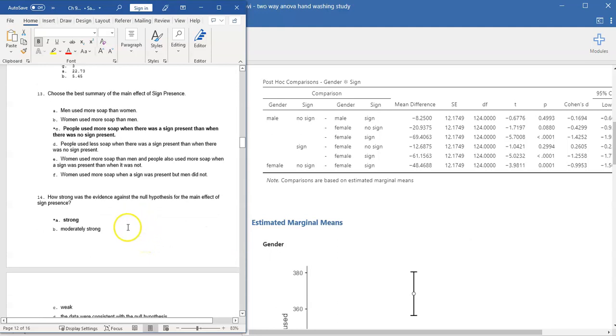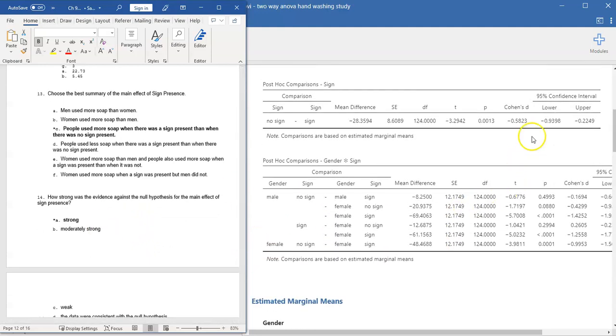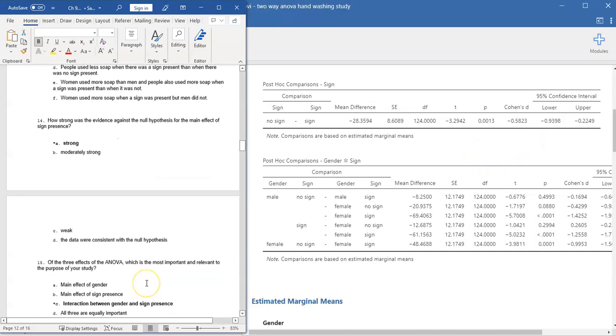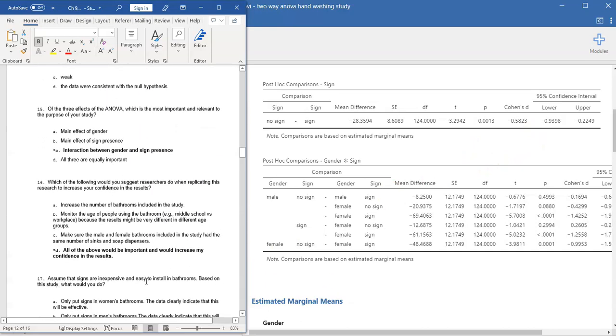Okay, and then how strong is the evidence? Again, it's strong, I said, because that p-value is crazy small. Now, of these three effects, which is the most important? The interaction. If you have a significant interaction, that's generally going to be the most important effect.